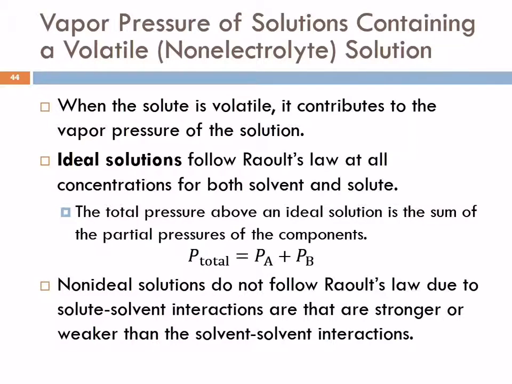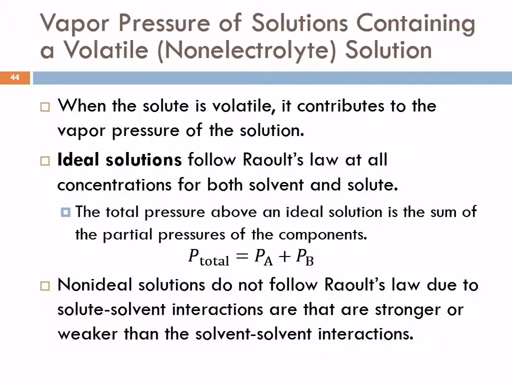What if we have a volatile but non-electrolyte solute? When the solute is volatile, it contributes to the vapor pressure. Remember, a volatile substance is one that evaporates easily. So now we've got the vapor pressure of the solvent, and we also have a vapor pressure from the solute. So this makes things a little more complicated.